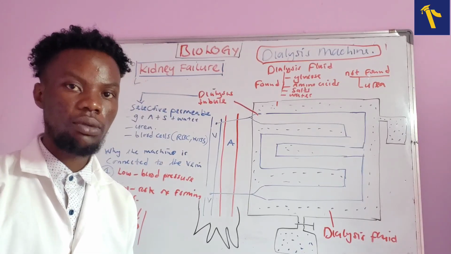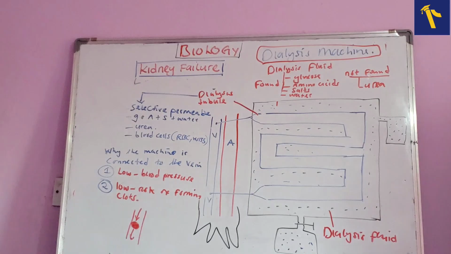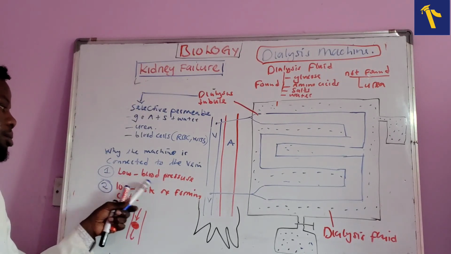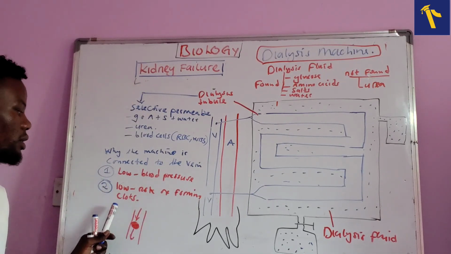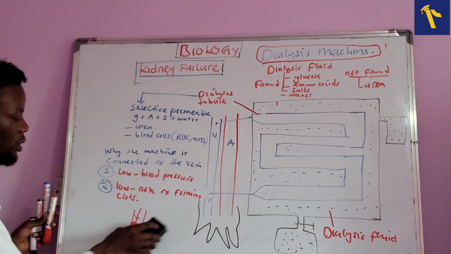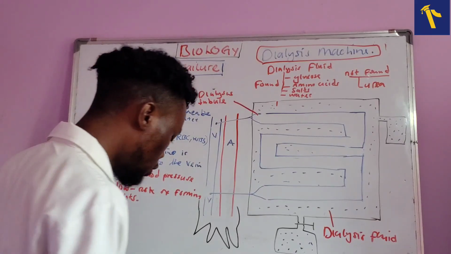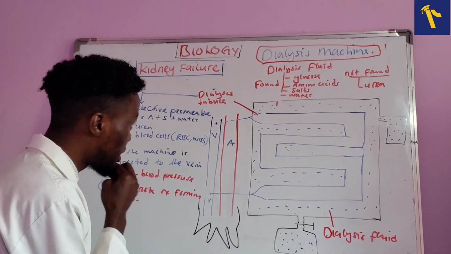So no wonder it is connected to the vein. So remember about two important reasons. What's the first reason? We said there is low blood pressure in the veins. The second reason is what? Low risk of forming clots.